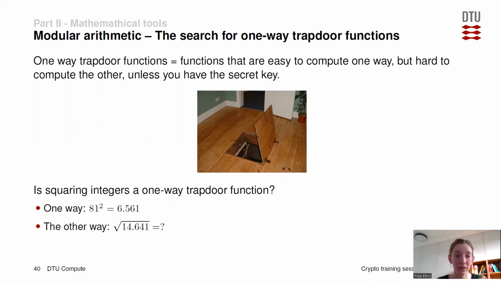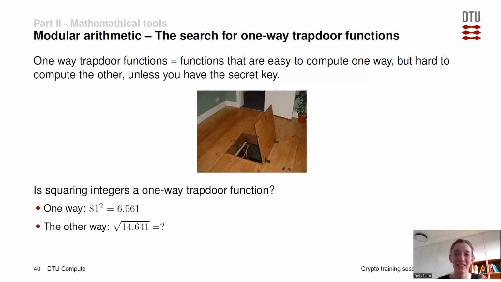So you might ask whether squaring integers is a one-way trapdoor function. If you try to compute it one way, is it hard to compute squares of numbers? Is it hard to take a number and multiply it by itself? I hope I can convince you that this is not a hard problem. This is something that can be done pretty efficiently on a calculator, or even by a student in 5th or 6th grade on a piece of paper. So this you can do efficiently.